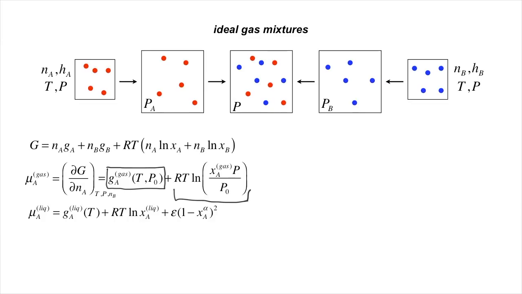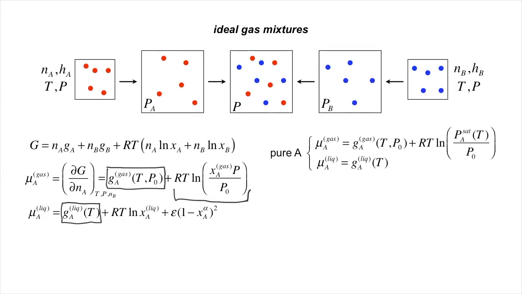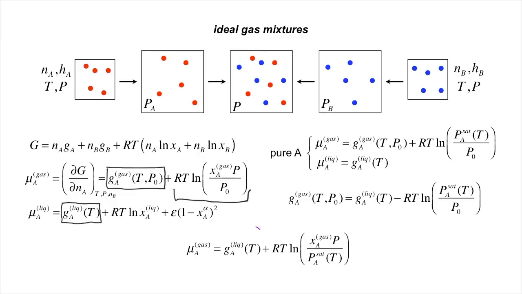Comparing to the expression we just used to model the liquid, we can see that they're based on a different secondary reference state. To resolve this, we can use the same trick we did deriving Raoult's law, which is to look in the limit of pure A, where the partial pressure of A becomes equal to the saturation pressure of A, and the chemical potential of A in the liquid becomes equal to the Gibbs free energy of pure A. Equating, we can relate GA in the gas at the reference pressure P0 to GA of the liquid.